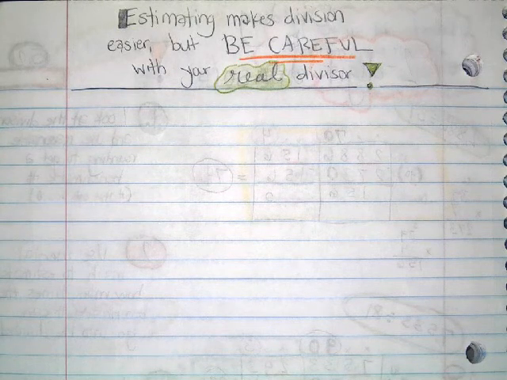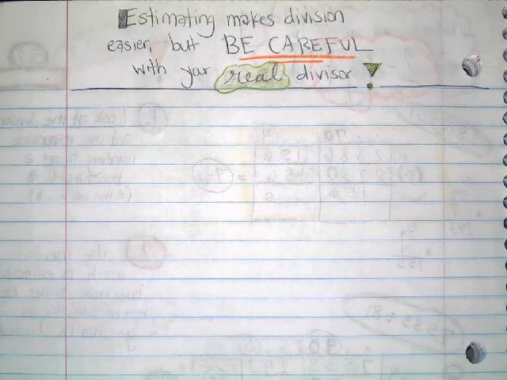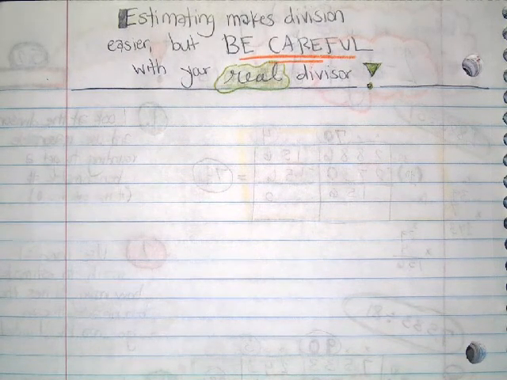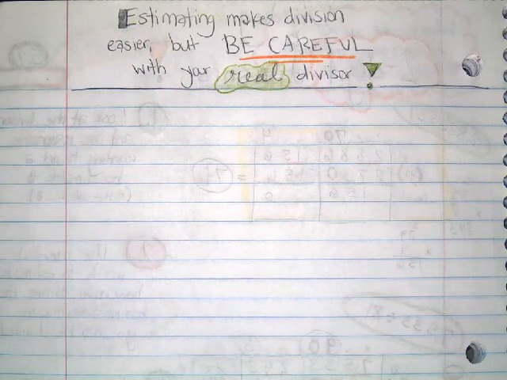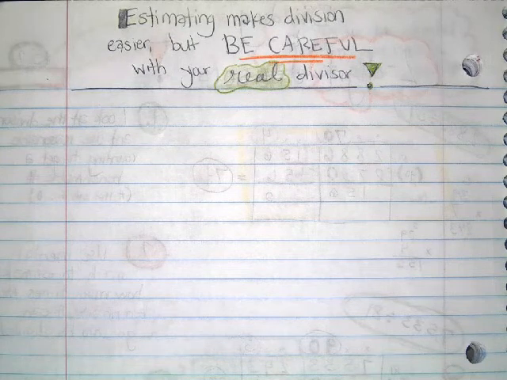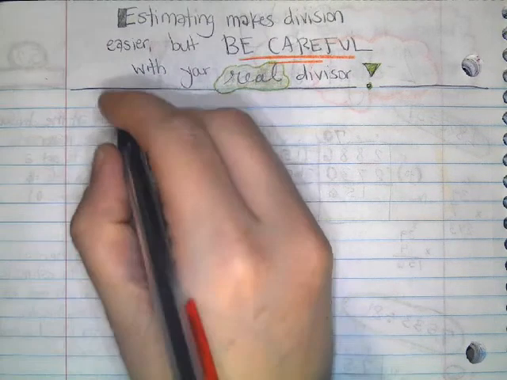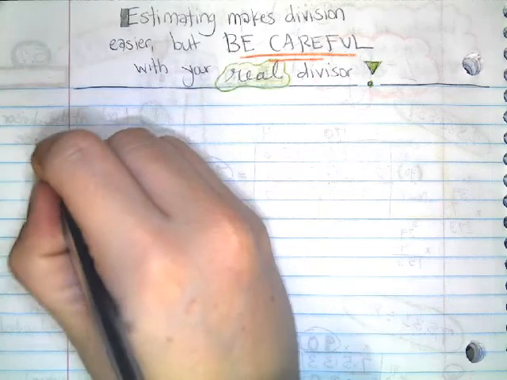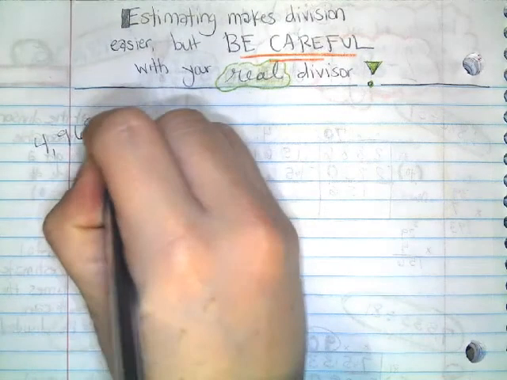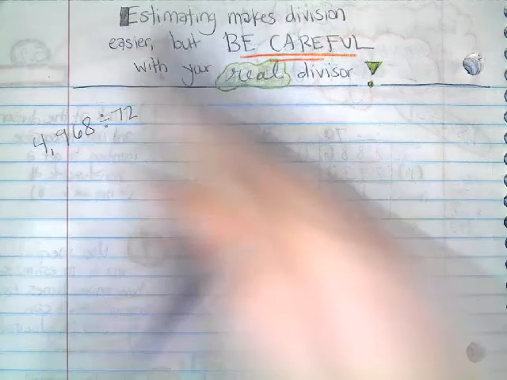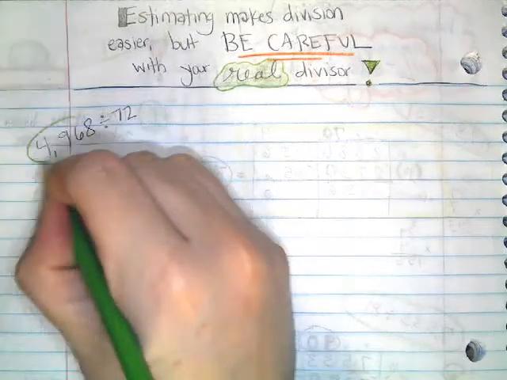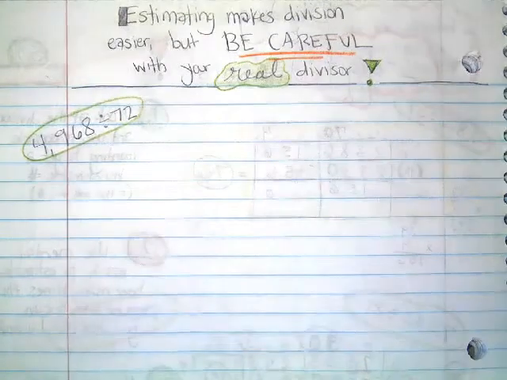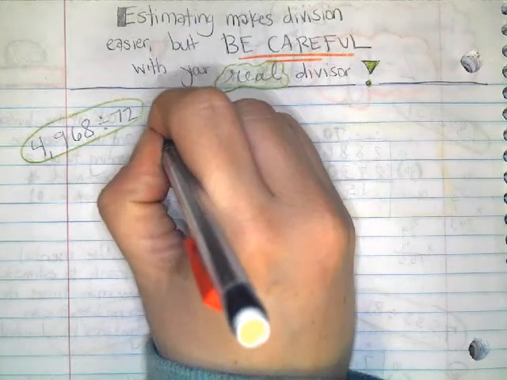Okay, so let's try another problem where we look at a multiplication problem, and instead of doing it in place value sections, let's just do it in long division. So let's begin with this problem. 4,968 divided by 72. Remember that we need long, skinny space for this.